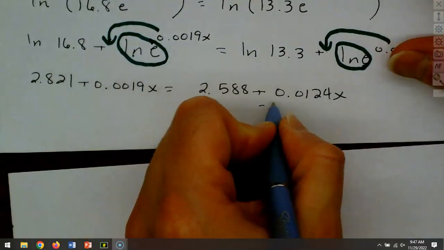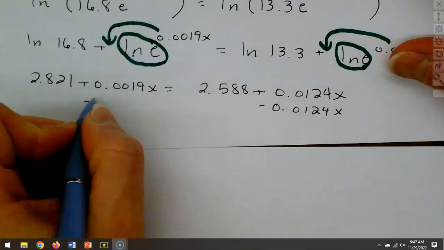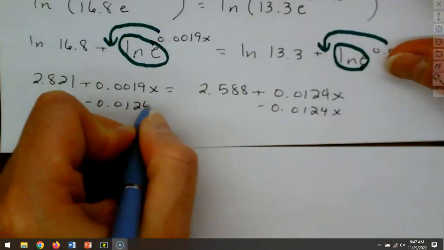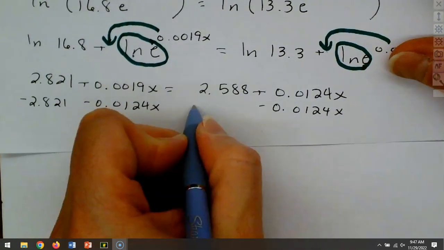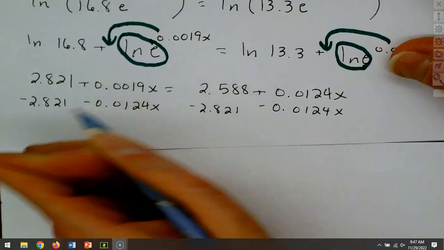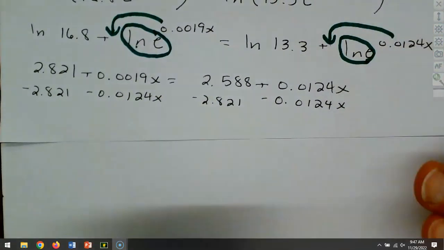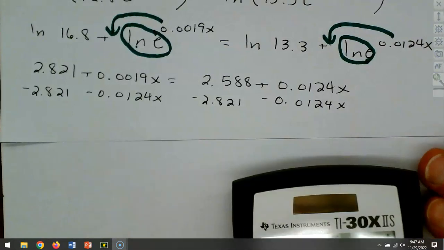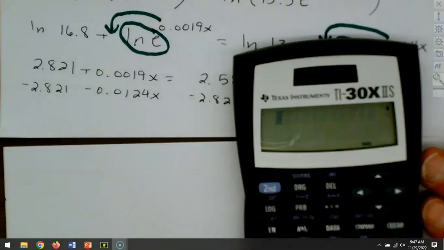So I'm going to move this 0.0124x over, and move that 2.821 over. See what we end up with here. All right, we'll do the left-hand side first. So, watch your decimals. It's very easy to make a mistake with these.